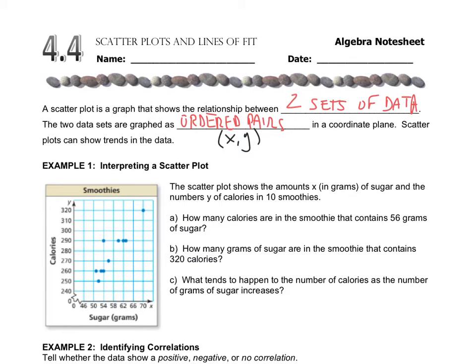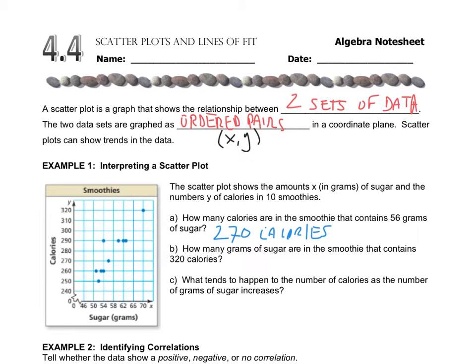The scatter plot, as we just talked about, is showing the grams of sugar as compared to the number of calories in 10 different smoothies. So again, how many calories are in the smoothie that contains 56 grams of sugar? Grams of sugar would be down here. 56 is going to be in between. This is really just interpreting what this looks like. If I follow my graph up and over, that gives me my first answer. There are 270 calories. That's really just reading the graph and making sure that we include the label.